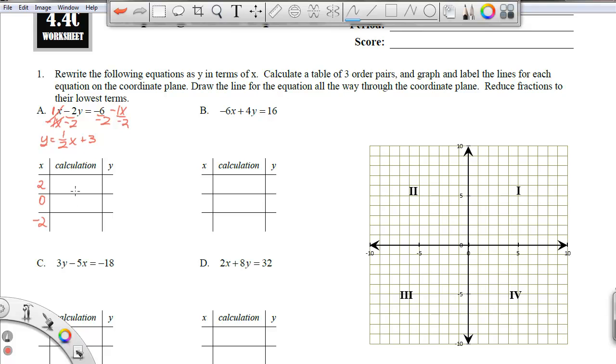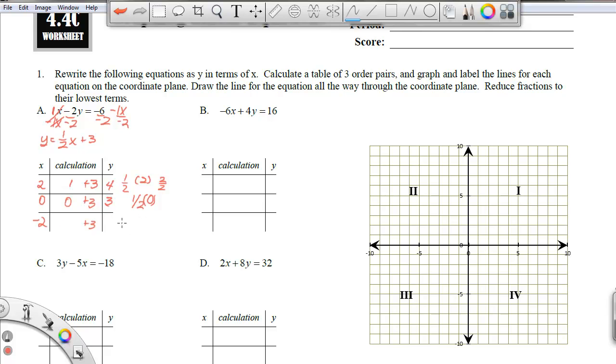So I know a 3 is going to be a part of all these calculations, so I'm just going to write it down. There we go. And so we're ready to go. So 1/2 times 2. Well, 2 times 1 is 2. 2 divided by 2 is 1. So when x is 2, I get 1 plus 3 for my y, so my y is 4. Now I check at 0, so I have 1/2 times 0 is 0. 0 plus 3 is 3.